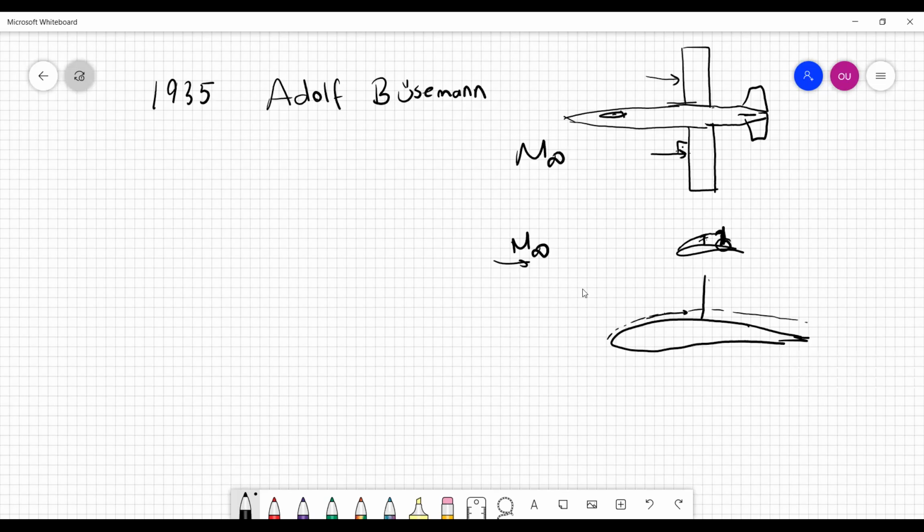But what happens is, because of the shock wave, there is a sudden big static pressure increase, as we have seen so far. This sudden static pressure increase basically causes the boundary layer to separate. So this generates a flow separation at the back.